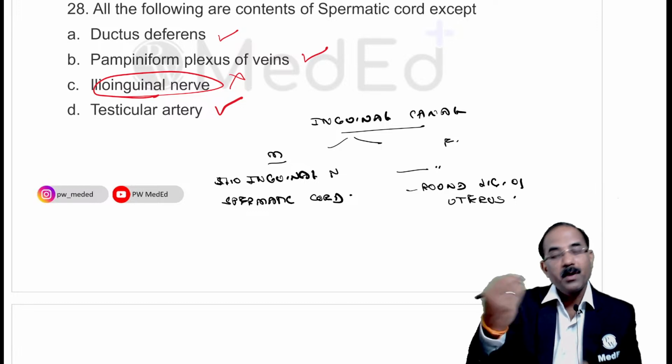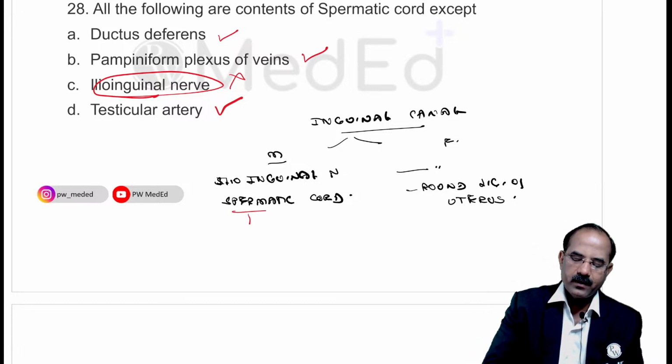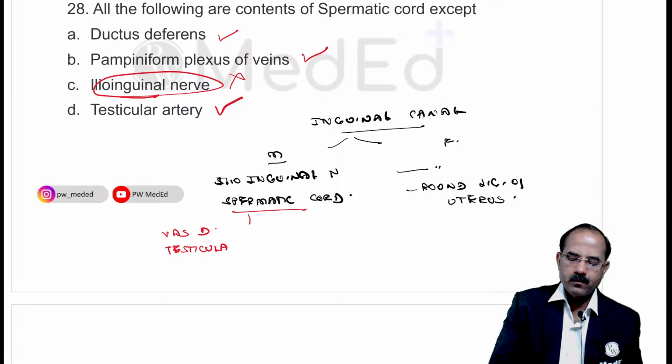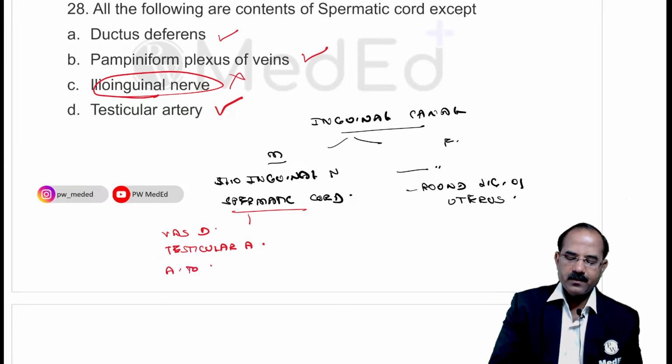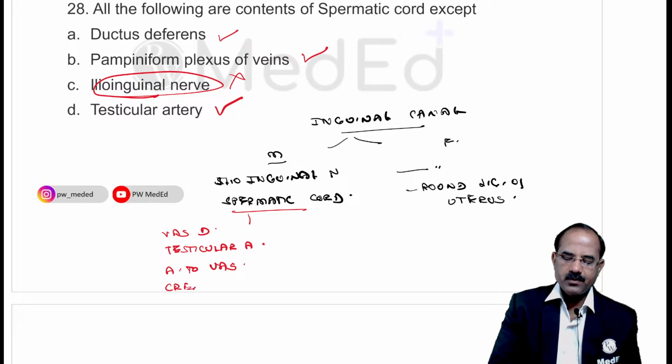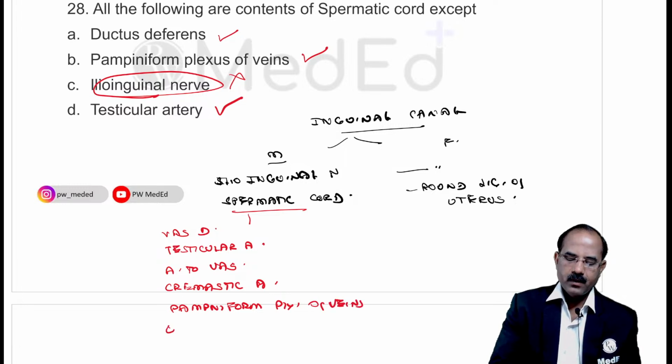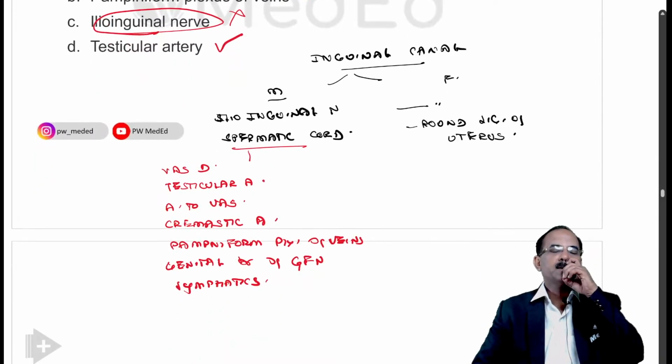Now, what are the contents of spermatic cord? What is in the spermatic cord? One, vas deferens, testicular artery, following that, students, artery to the vas, cremasteric artery, pampiniform plexus of veins, genital branch of genitofemoral nerve, lymphatics from the testis.